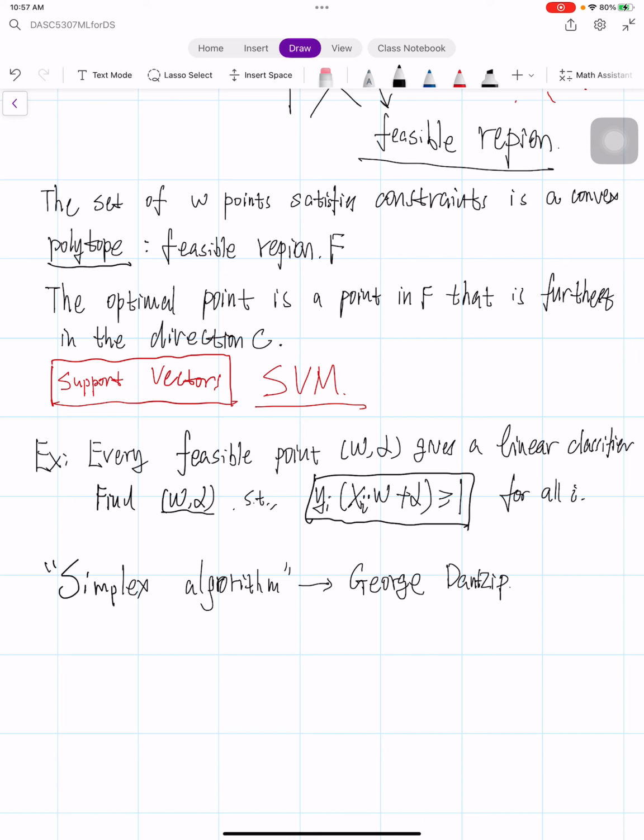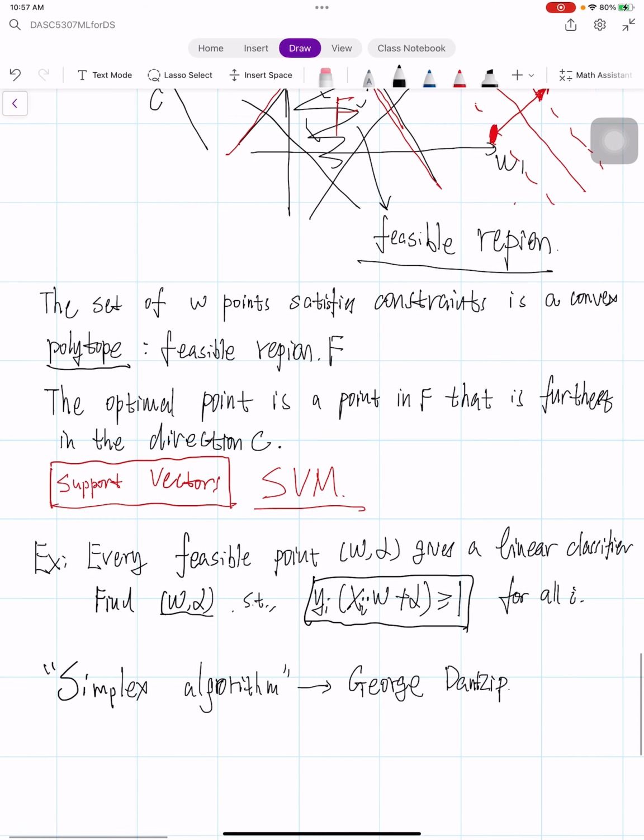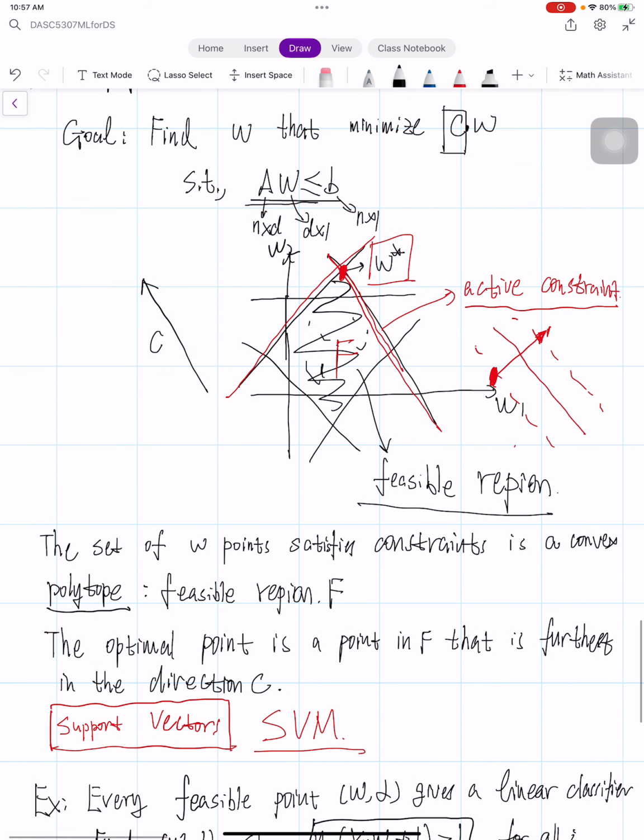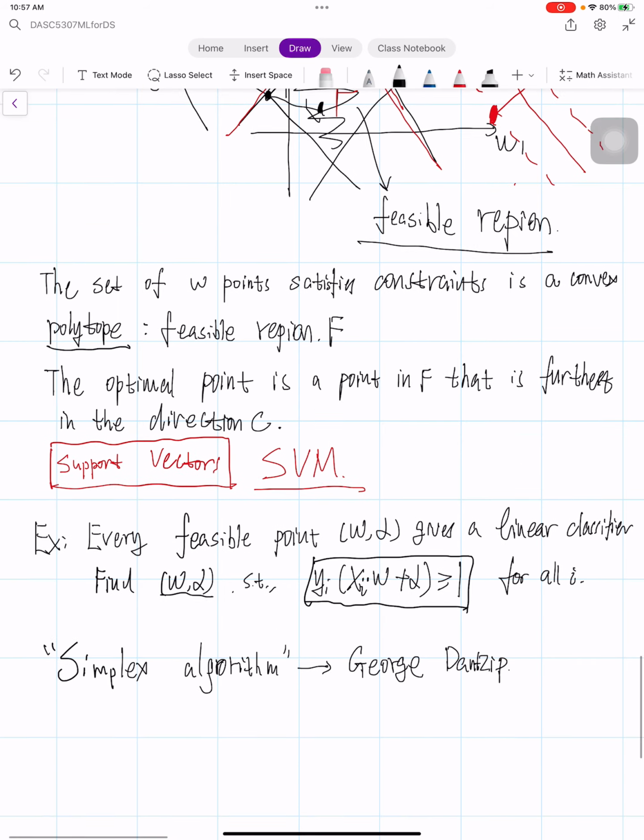The simplex algorithm is indisputably one of the most important and useful algorithms. It works along the edges of the feasible regions. For example, if your starting point is here, you search the closest vertex, and then search along to the next vertex, until you find the optimal one.